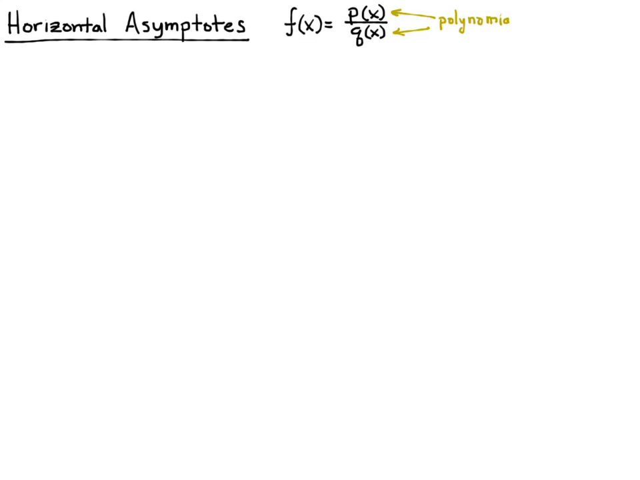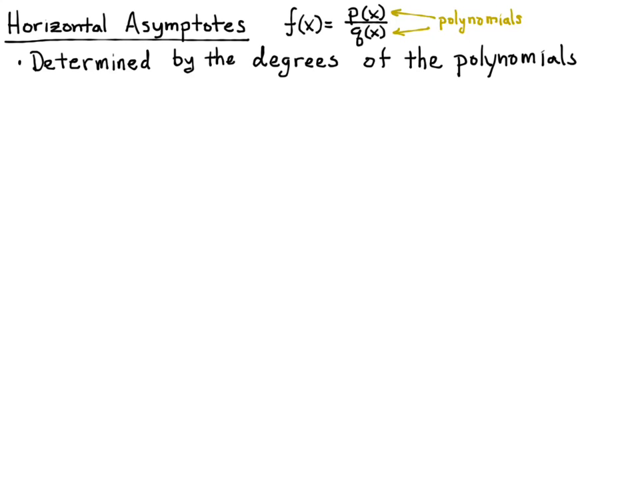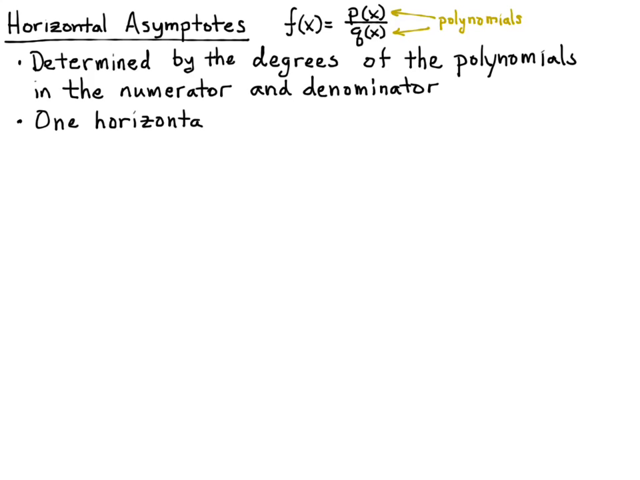Okay, so let's go back to this notion of horizontal asymptotes. Let's make this a rule now. I'm going to talk about a rational function, so you have a polynomial in the numerator and a polynomial in the denominator. My rule on the horizontal asymptote is that it's going to be determined by the degree of the polynomials in the numerator and denominator. That's the thing I'm going to look for when I'm trying to decide what's happening in terms of long-term behavior. Am I going to have a horizontal asymptote?